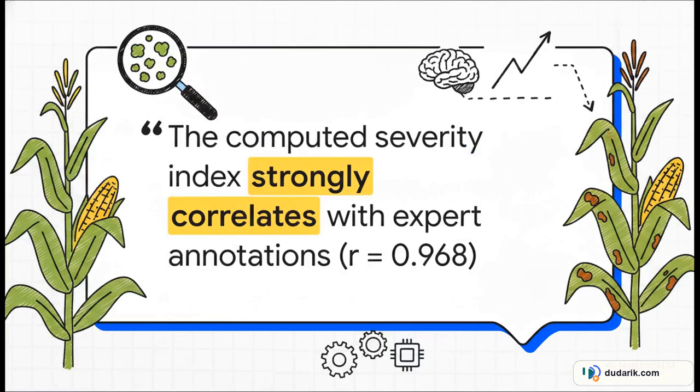And just to really drive home how reliable this top-performing UNet model is, the severity index it computes has a Pearson R correlation of .968 with human expert annotations. If you work with data science, you know an R value of practically 0.97 means this regression module isn't just incredibly fast, it is essentially mirroring the exact judgment of a trained human expert standing right there in the dirt.